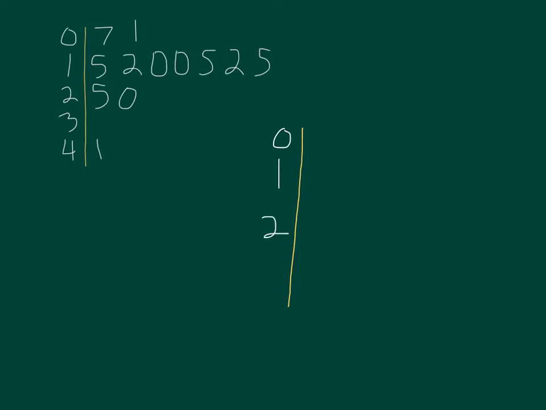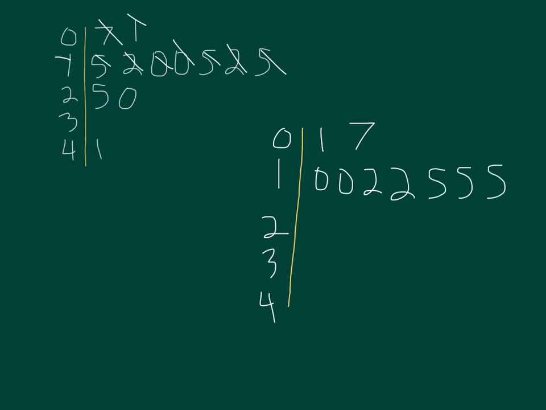0, 1, 2, 3, and 4. But now we need to arrange that our 7 and 1 go from least to greatest. So 1 and then 7. With our ones place, we have 0 and then 0. And then we'd have 2 and 2. Then we'd have 5, 5, and 5. For our twos place, we would have 0, then 5.